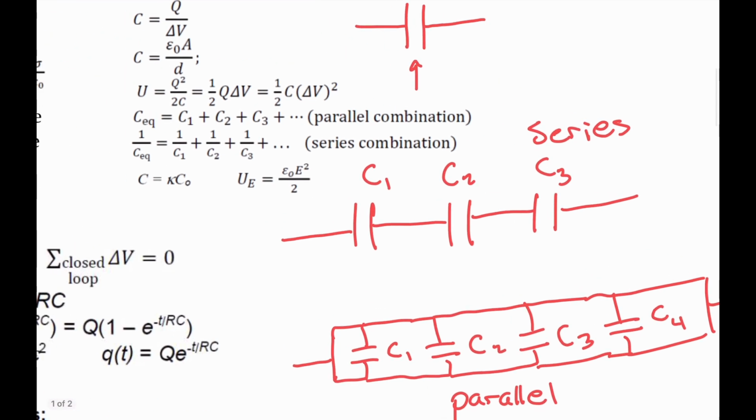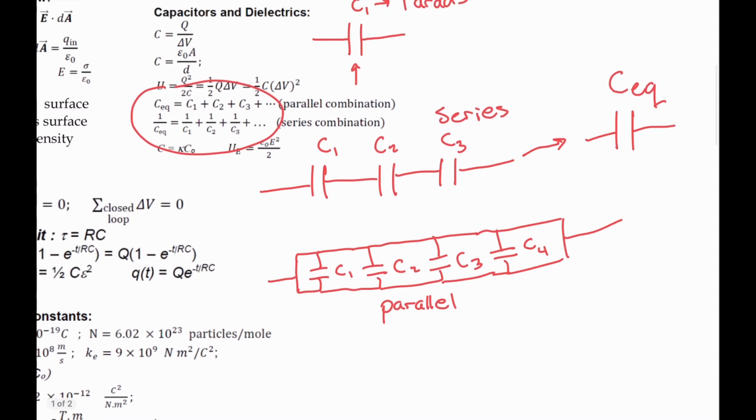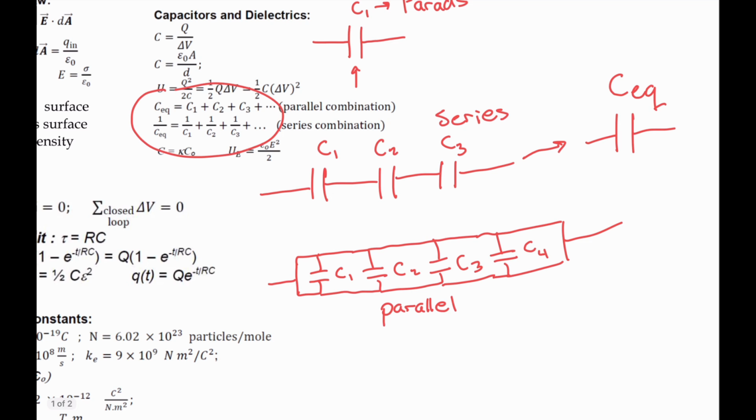And these equations here tell you how to calculate the equivalent capacitance. So in circuit diagrams, you can always combine these things and create one equivalent capacitance. Most of the time you'll have a complicated looking circuit and you want to just reduce everything down to just one equivalent capacitor. And the way you do that in parallel is actually very simple.